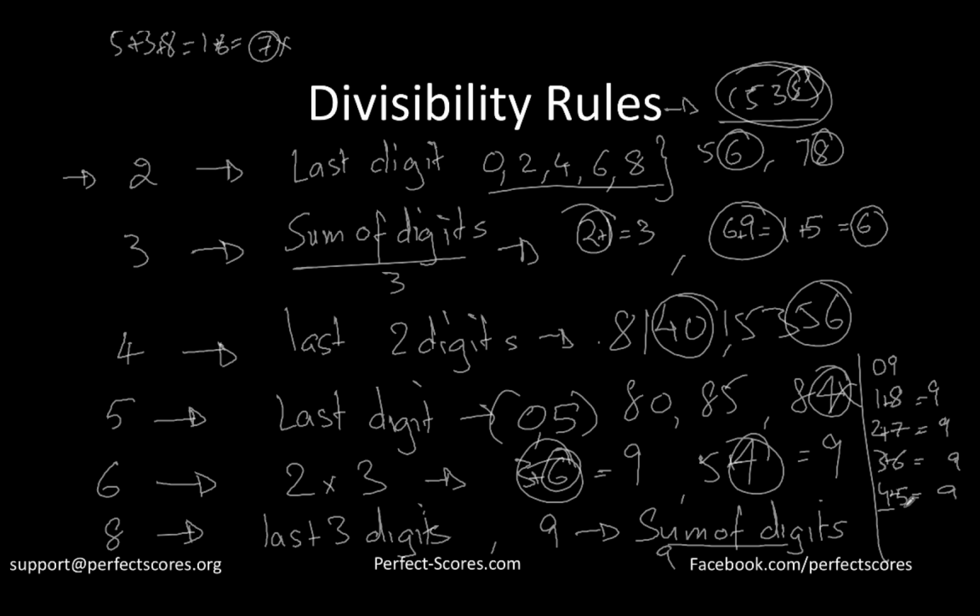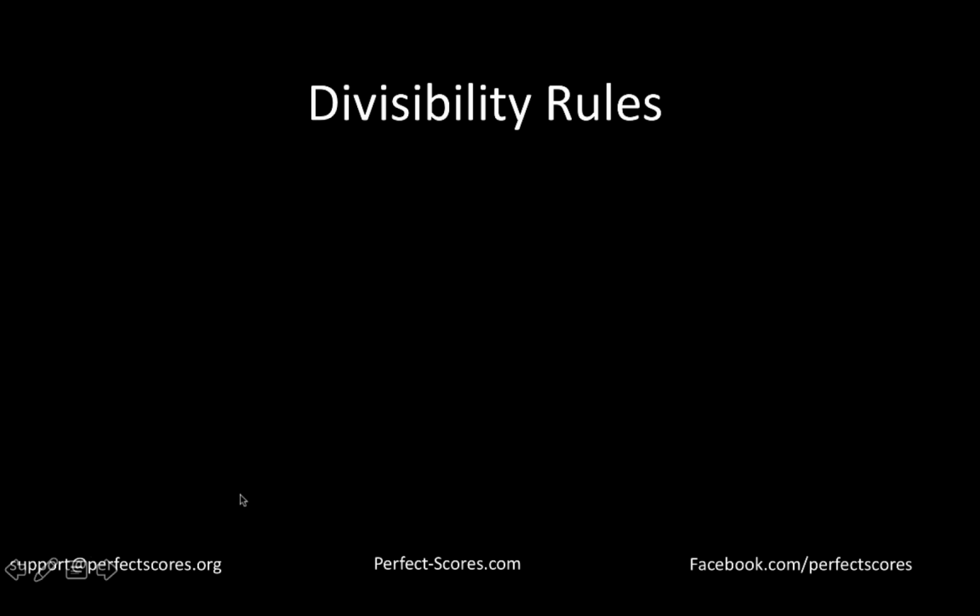So the sum of digits is divisible by 9. That's why the numbers are divisible by 9. Fine. So these are the rules that I want you to know: the rule of 2, the rule of 3, rule of 4, 5, 6, 8, and 9. And then you can actually make out a lot of things from here.